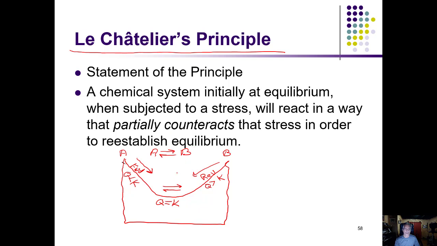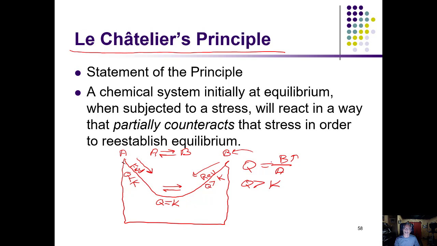So what kind of stresses could we put on here? Well, I'll keep it simple. Here we are, a reaction at equilibrium. If I were to throw in some product, just start adding extra B, and I calculate the Q, I've got B over A. I now have more B than the equilibrium can support. And so now, because B has gotten larger, my Q is now greater than K. And so the reaction is going to move in reverse.